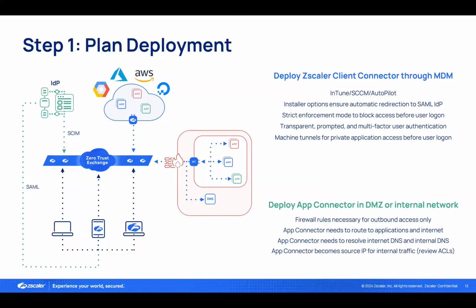The next step is to deploy app connectors in your internal network, or DMZ. As mentioned, you'll need to configure firewall rules to allow for outbound access only. App connectors will need to be able to route to your applications and the internet. They'll also need to be able to resolve internet DNS and internal DNS. Finally, they will become the source IP for internal traffic.